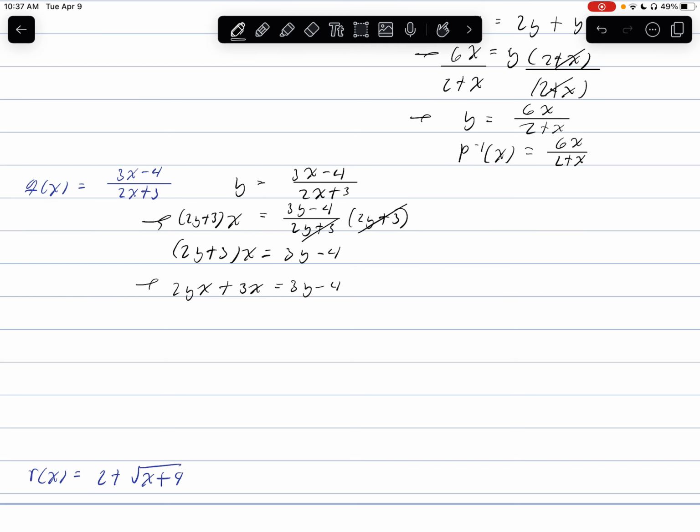Let's see. I guess we can pull the 2yx to the other side. That'd be the best way to do this here.